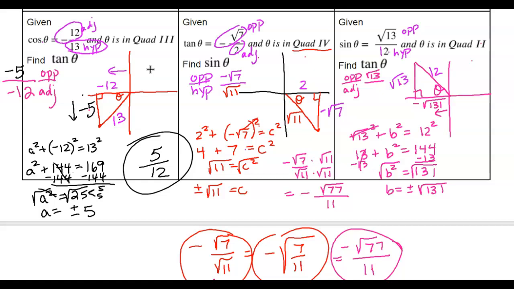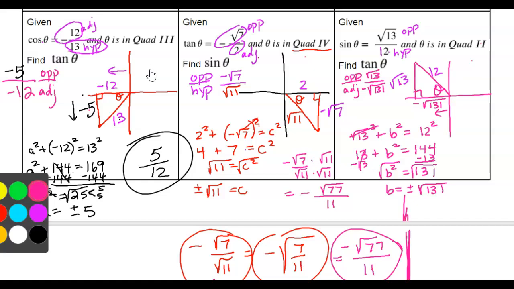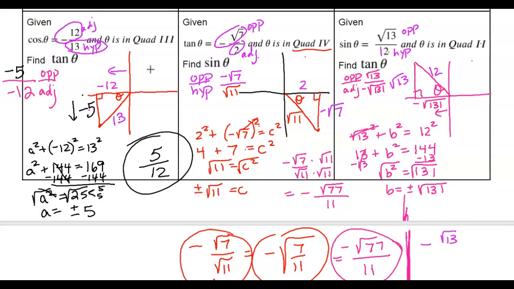Okay. So we get negative root 131. So I will take, let's go ahead and write a little divider. We get a negative in front, and then root 13 over root 131. I'm okay with that answer.